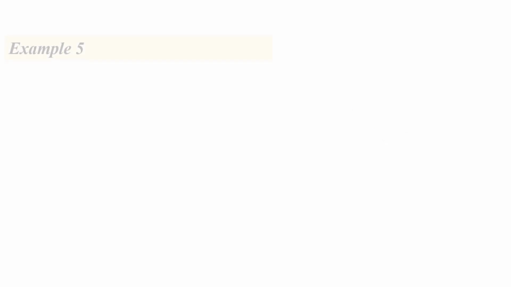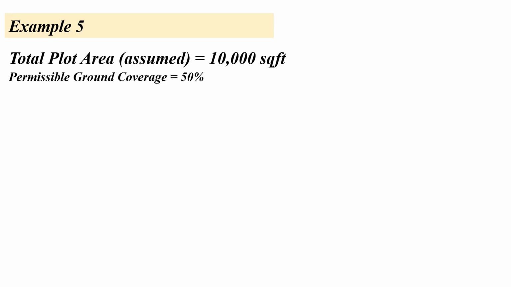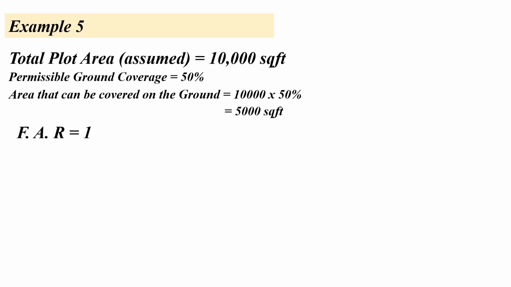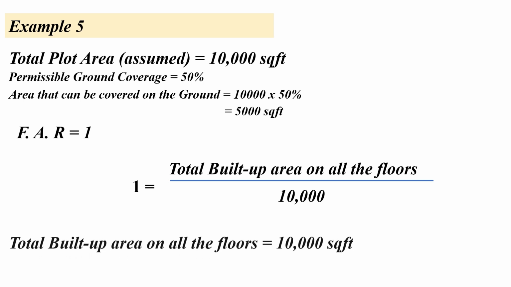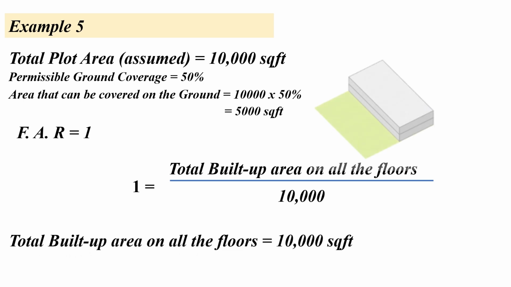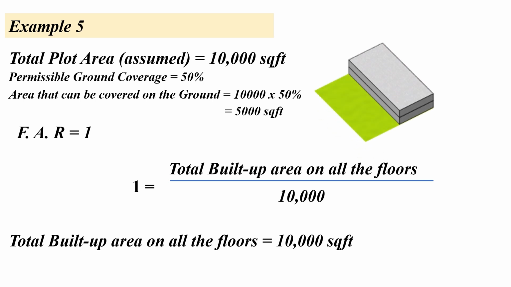In the next example, we have the FAR 1 and the same ground coverage. When we put values in the formula, we get a total built up area of 10,000 square feet, which means we can have two floors of 5,000 square feet each.